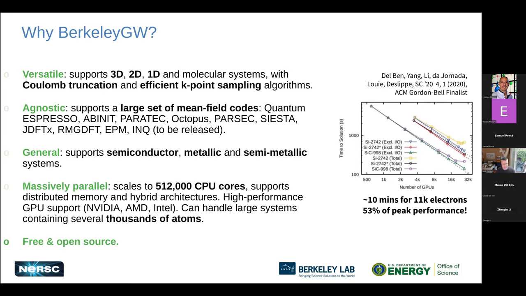Just to highlight the point about HPC performance, one of the reasons why that's important is that it can let you study some of the biggest materials that are relevant for today's energy applications, for example, complex systems with interfaces, with nanostructured geometries, and with things like defects, which is the example that we're showing here, a silicon crystal with 2,700 atoms with a defect in the center. And you can see the ability to scale to tens of thousands of GPUs on the Summit system at Oak Ridge National Lab.